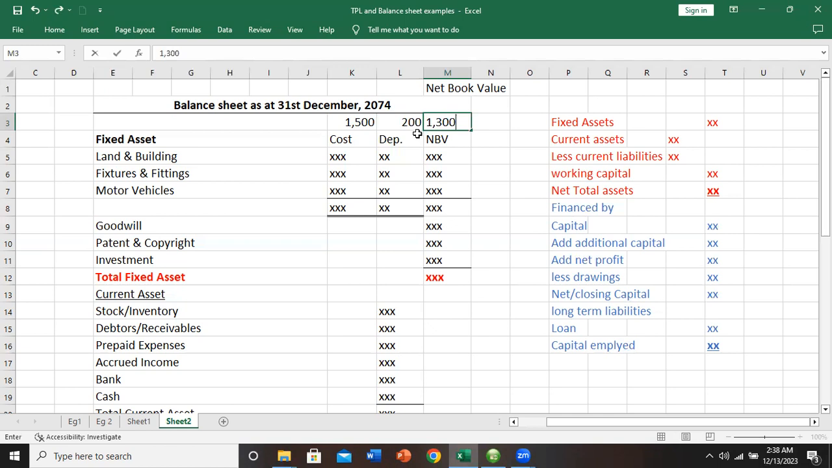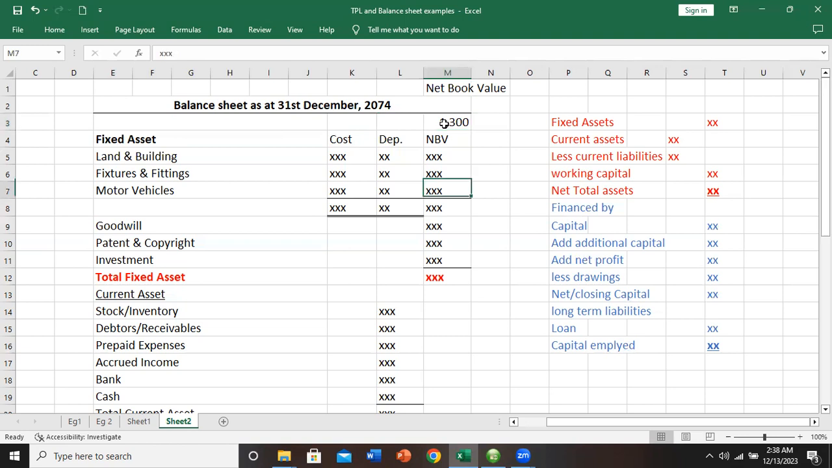So there are some questions where you will not have this depreciation. So straight away, the cost becomes the net book value. But what is important is that you begin with your fixed assets. Any question before I continue? I'm sure when we finish discussing the format and we solve an illustration, it will make sense.